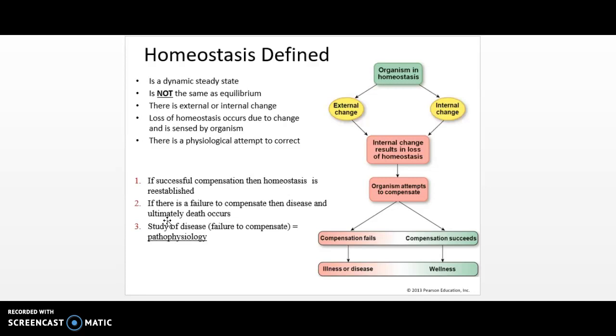Homeostasis is a dynamic steady state. It's not being equal. There is some sort of change happening all the time in our external or internal environment. Every time you eat something, step into a new classroom, step outside after you've been inside all day, something is changing with an organism. Loss of homeostasis occurs due to change, and it is sensed by the organism. What the organism tries to do is correct that change. Ultimately, if homeostasis is not reestablished, then there's some sort of disease going on, an illness, or even death of the organism.